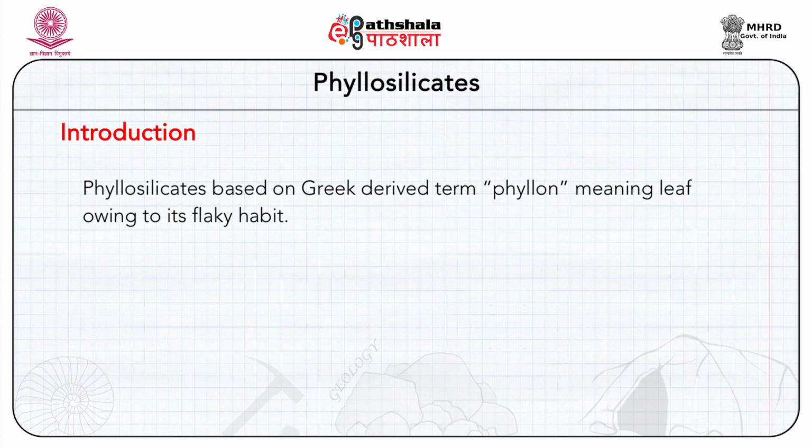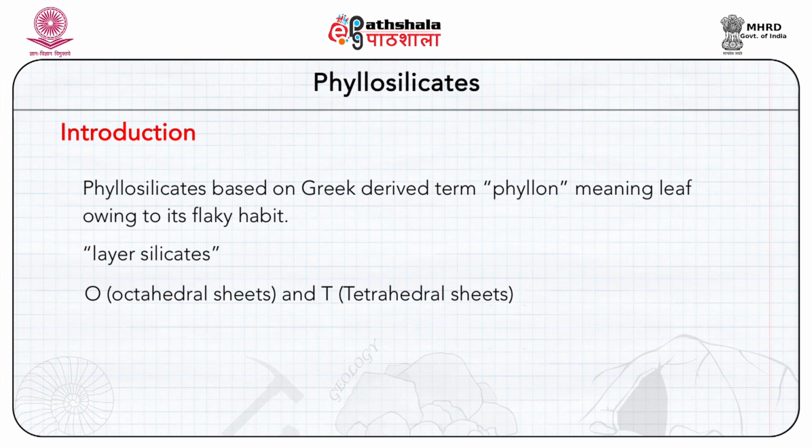Commonly they are known as phyllosilicates, based on the Greek derived term phyllon, meaning leaf, owing to their flaky habit. Many prefer to call them layer silicates as well. The structure of sheet silicates consists of two different sheets, O octahedral sheets and T tetrahedral sheets.